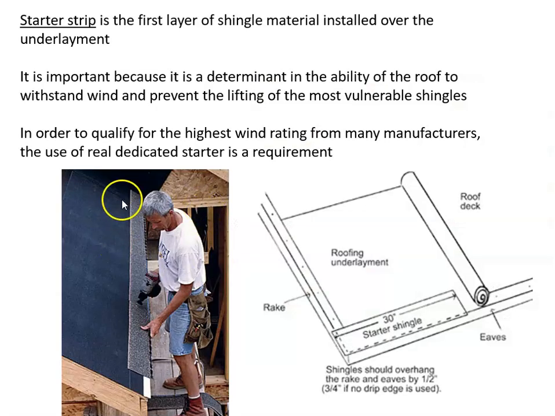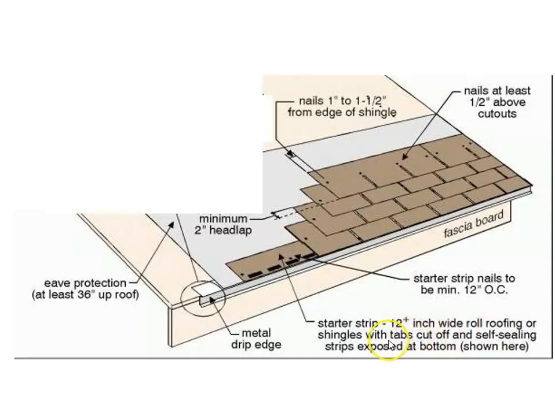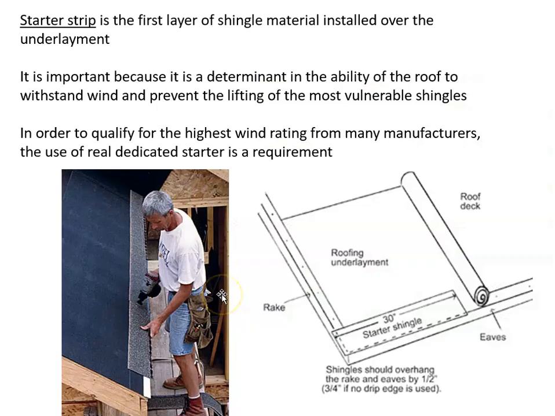All right, here's the starter strip being installed. Again, to withstand wind, preventing the lifting of the most vulnerable shingles is the purpose of that. In order to qualify for the highest wind rating from many manufacturers, the use of a real dedicated starter is a requirement. Sometimes another option is just cutting the tabs off. If we take this shingle here and cut these three tabs off, a lot of roofers will use the remaining piece as a starter, but that could void the warranty. Often manufacturers want you buying their starter shingles, which I'm sure come at a premium.